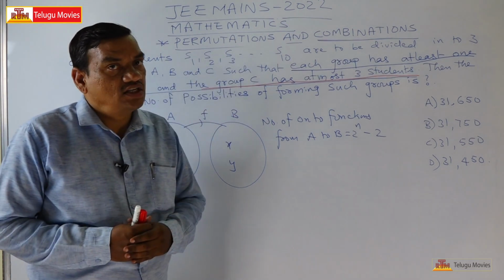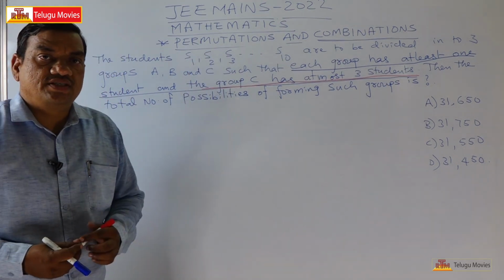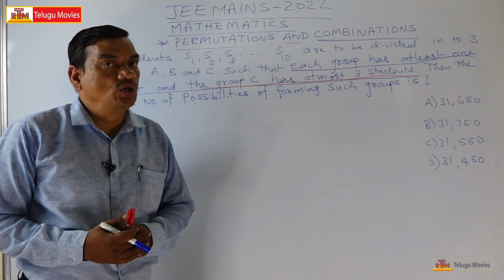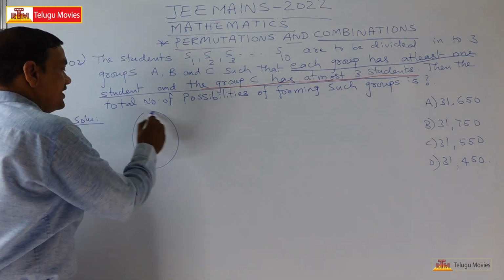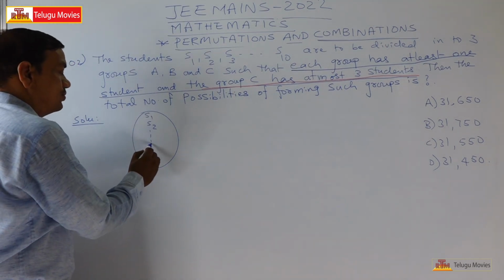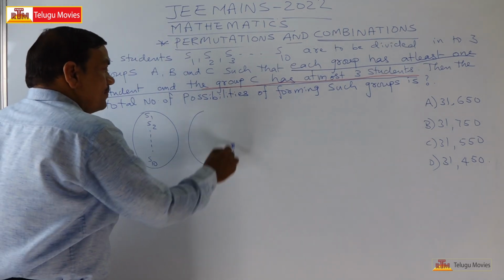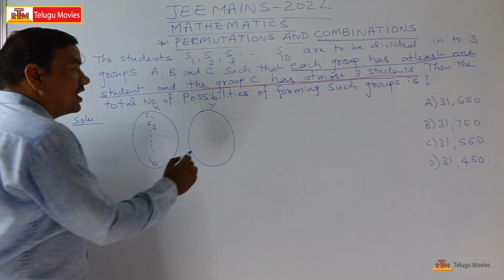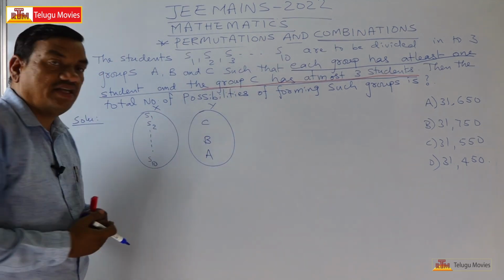So let us go for the solution of this problem. Dear students, now coming to our main problem, you know the number of onto functions. Let us take in the first set 10 students, that is S1, S2, and so on up to S10. Let us say this set is X and the other set is Y. In set Y there are 3 groups, A, B, C.